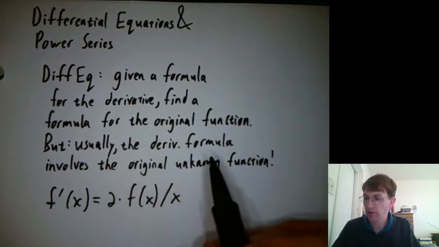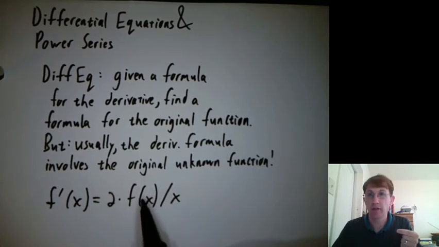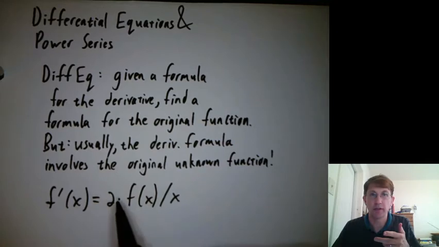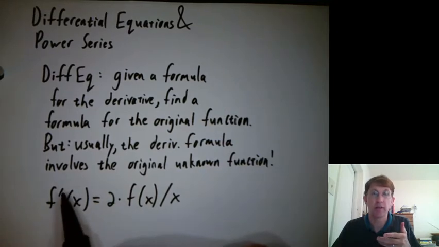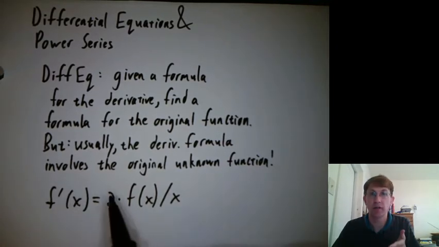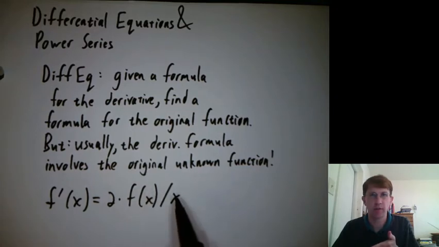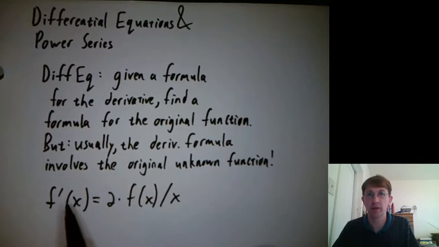But usually the derivative formula involves the original unknown function, and so we can't just take the integral because to get the integral of f prime here, we'd have to take the integral of f divided by x, but we don't know what f is in the first place.